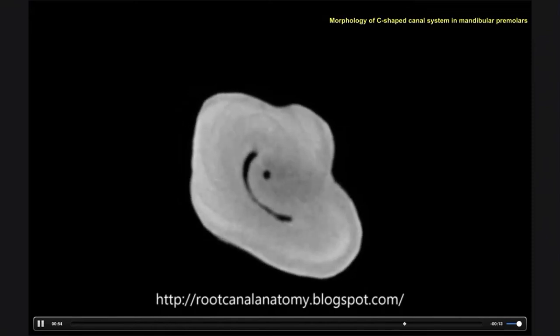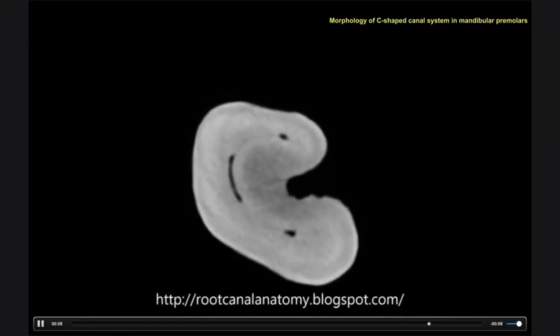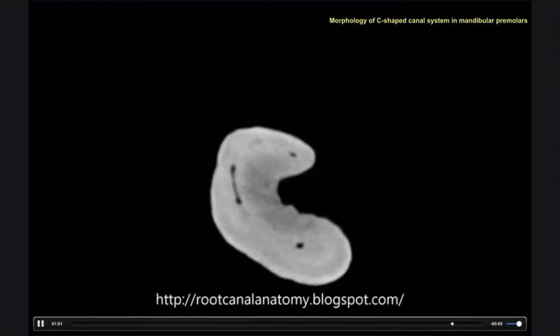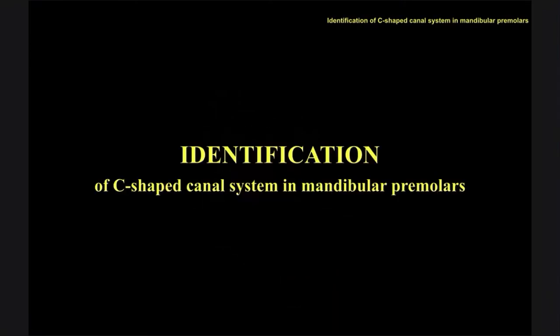Changing C-shape, continuous C-shaped canals, and semilunar C-shaped canals. And the next part is the identification of the C-shaped canal systems in mandibular premolars. The C-shaped canals should be carefully diagnosed before the treatment starts. And the radiographs taken from several horizontal angulations, spiral CT or cone-beam CT images will be beneficial for the diagnosis. After the access cavity preparation, a C-shaped canal orifice could also be easily diagnosed under a microscope.